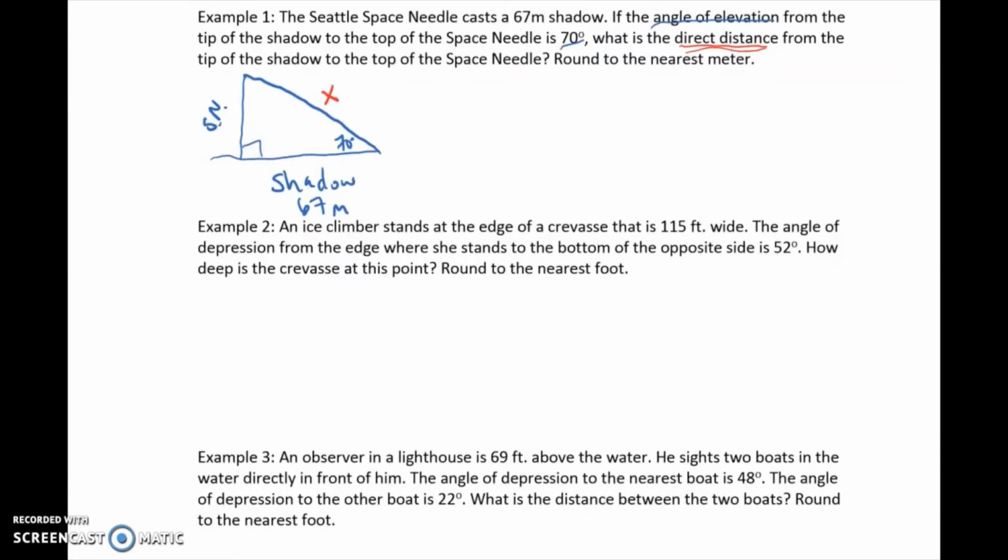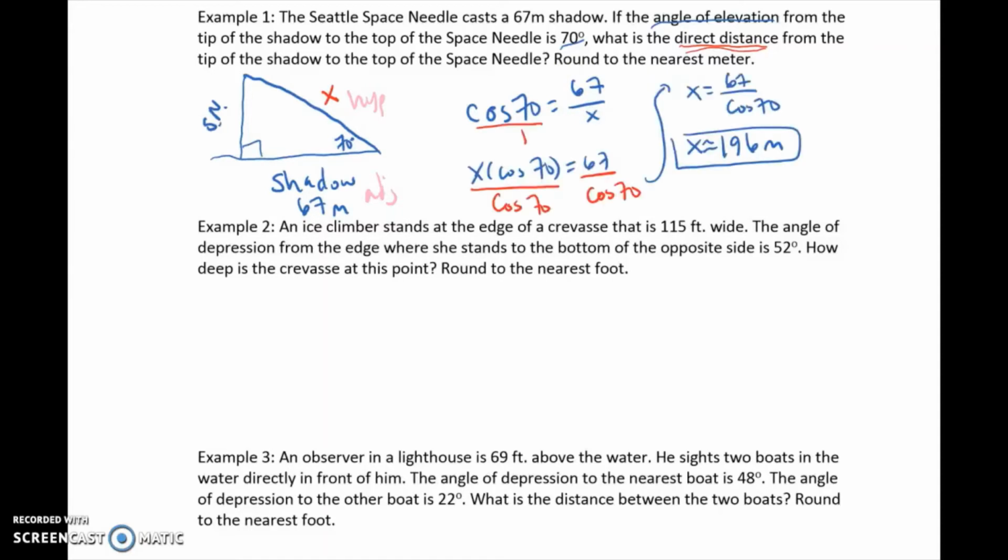Well, hopefully we saw that x is the hypotenuse and 67 is the adjacent, so the correct ratio is cosine, because we want to do cosine of 70, which is my angle, is adjacent over hypotenuse. And then we can go ahead and cross multiply and solve. Okay, so there's my solution.